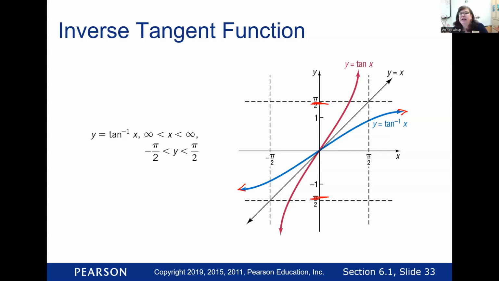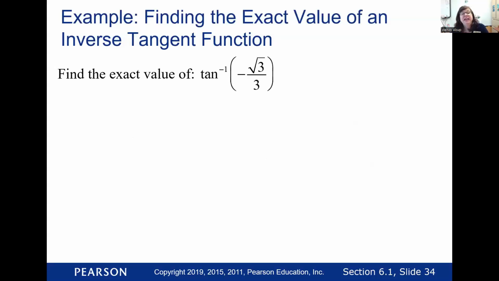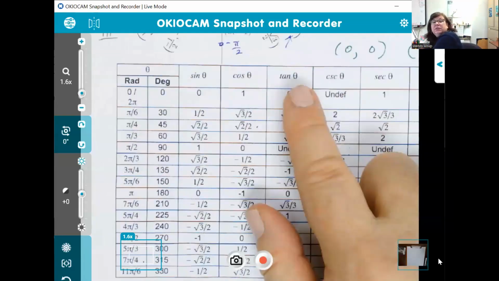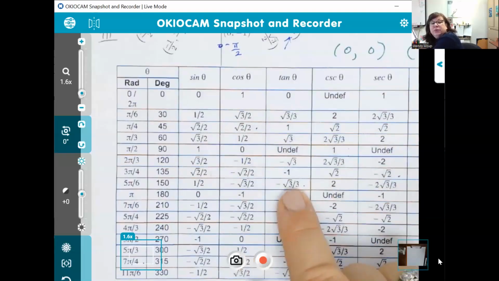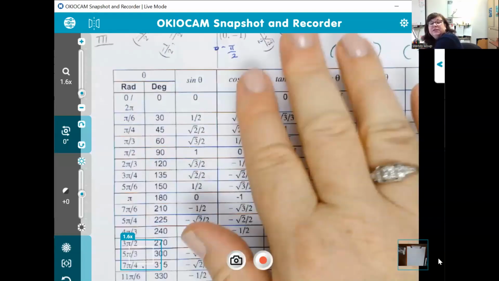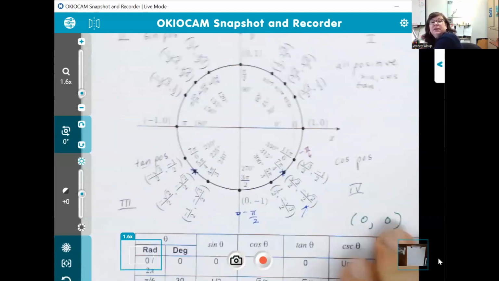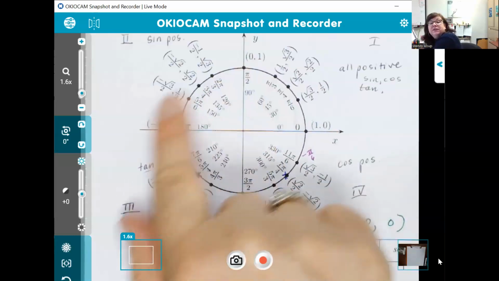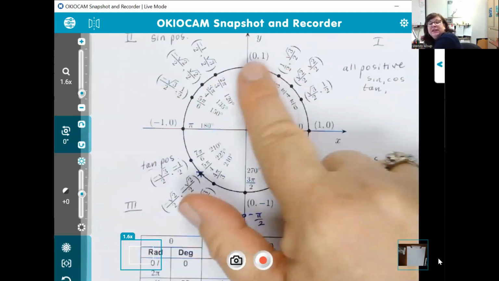All right, let's try the inverse tangent of negative root 3 over 3. Let's look it up on our cheat sheet. Negative root 3 over 3. I'm looking in my tangent column now. Negative root 3 over 3, that's at 5 pi over 6. That's not where I want to be, I don't think. But let's look. 5 pi over 6 is over here. That doesn't help me. I need to be in this area.